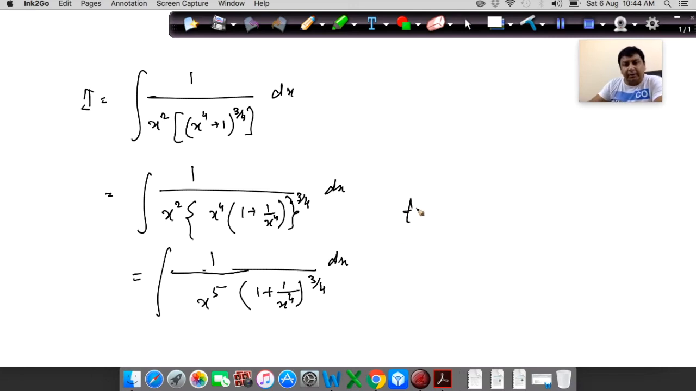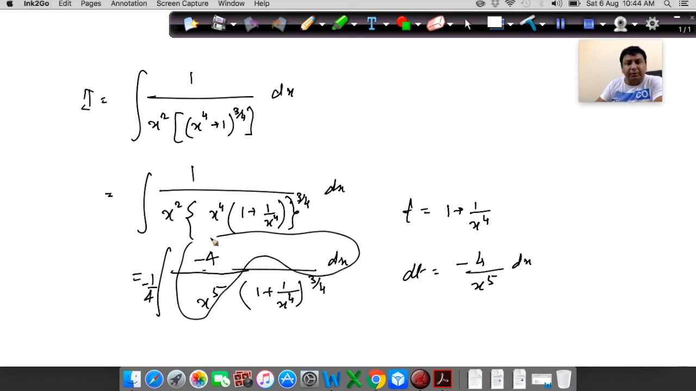You take t equals 1 plus 1 upon x to the power 4. You'll see that dt is coming out to be minus 4 upon x to the power 5 dx. So see, you have x to the power 5, minus 4 is not there, I can create a minus 4 by multiplying and dividing. So this much, you understood I think, will become your dt. So dt upon t to the power 3 by 4, integrate. Fine.